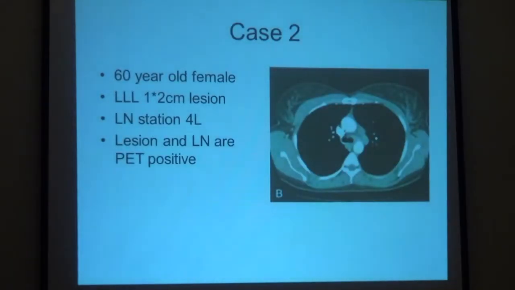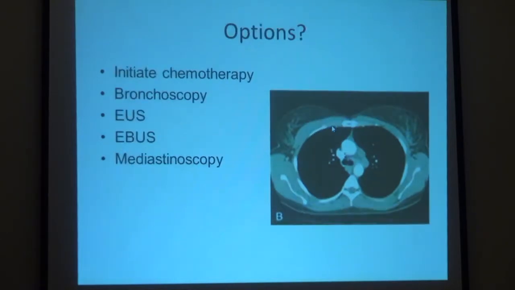So that's what happened. So this is another case, 60-year-old female with a left lower lobe 1.1 by 2 centimeter lesion, and she has the 4L lymph node plus station 5 here. The lesion and the lymph node are positive on PET, okay? So what do you do? Would you consider this is stage 3A and start chemotherapy similar to the other patient? Would you do bronchoscopy, EUS, EBUS, or mediastinoscopy?